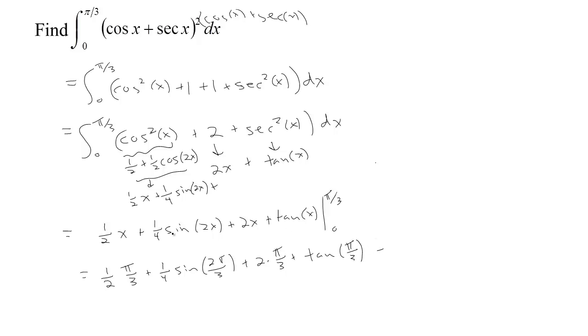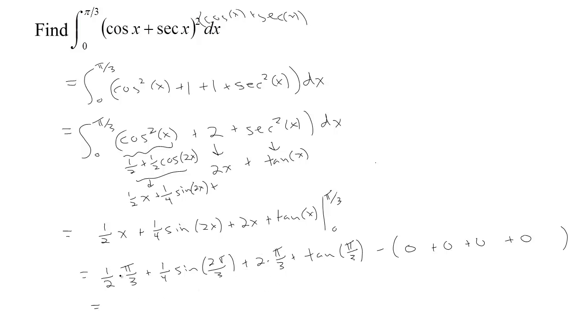All that minus the value of the antiderivative at 0. Now, if x is 0, we have 0. And the sine of 2 times 0 is the sine of 0, which is also 0. And 2 times 0 here is 0. And the tangent of 0 is 0. So this function was pretty simple when you plug in 0. Let's see what we've got.